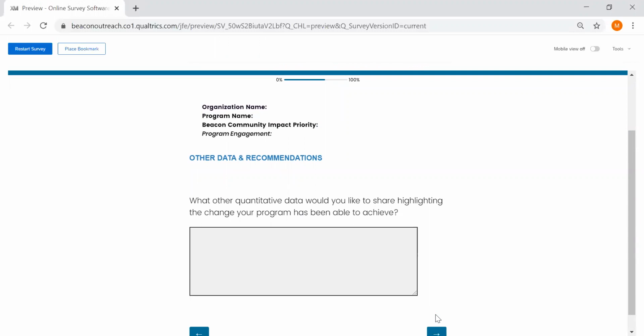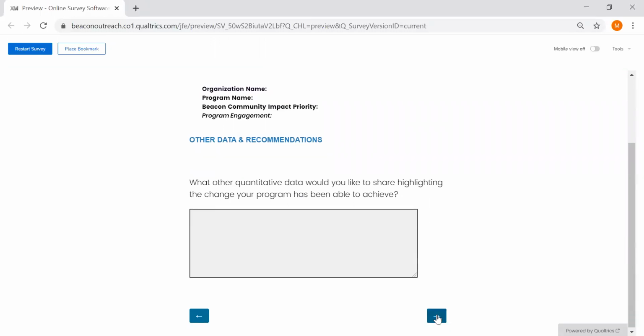We do have an other data question. We understand that we're asking for very specific information that may not tell a full story of the impact your program creates. If there's additional data or outputs or outcomes that haven't been shared yet throughout the survey, here is where you can share those.